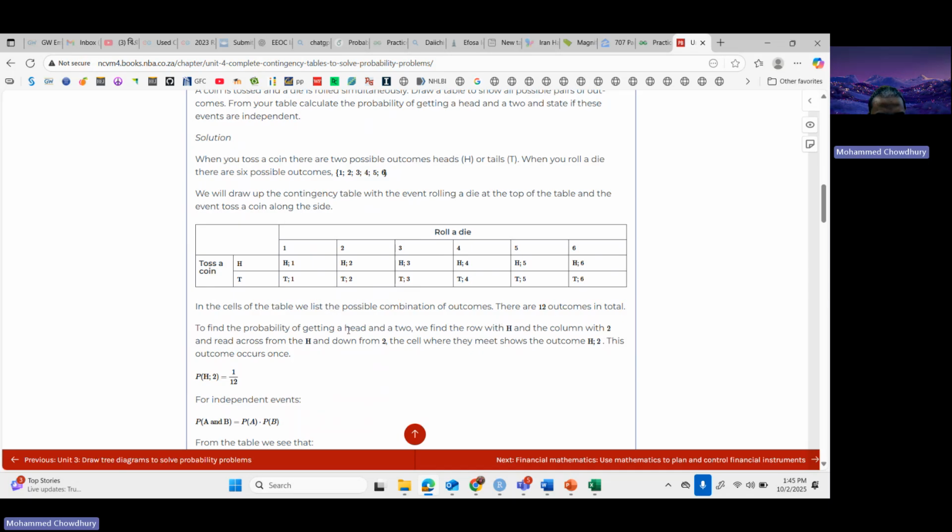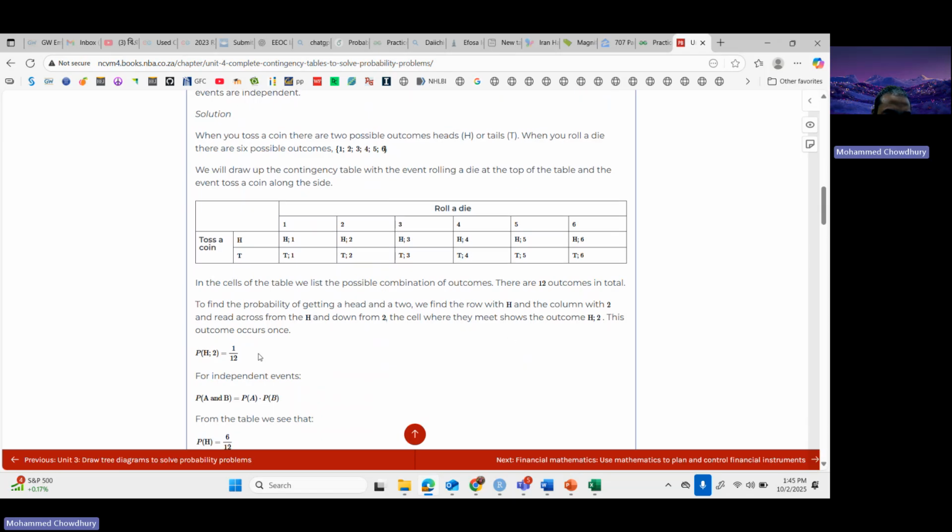To find the probability of getting head and two, we find the row with H and the column with 2 and read across H and down 2. The cell where they meet shows H2. So this is equal to 1 over 12. So 1, 2, 3, 4, 5, 6, 7, 8, 9, 10, 11, 12. Out of 12 outcomes, only one outcome has head and two. That is why it is 1 over 12.